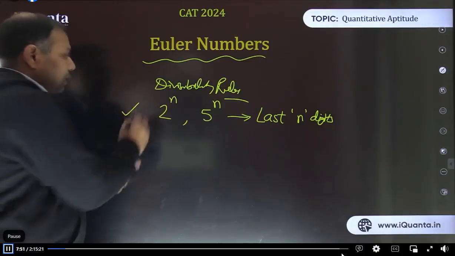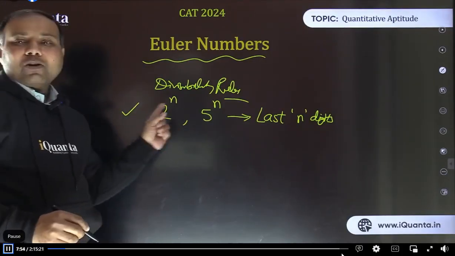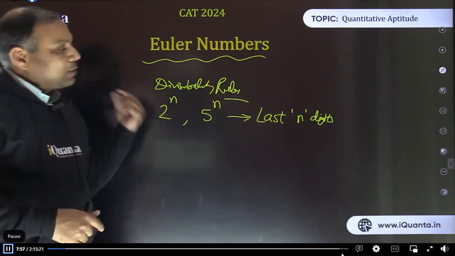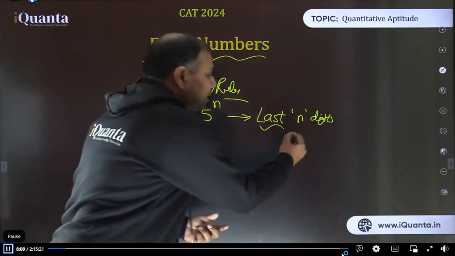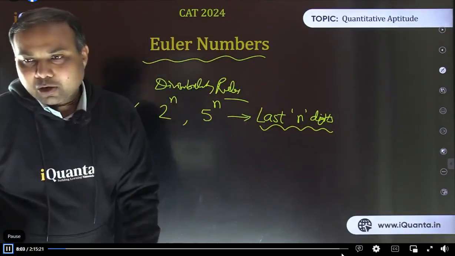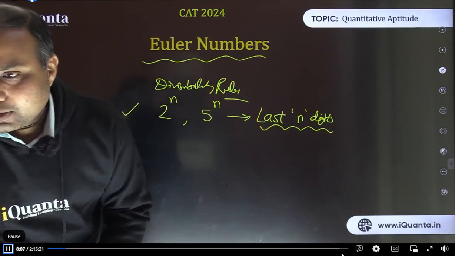So you all are clear about this, right? Whether a number is divisible by 2 power n or 5 power n or not, how do we solve it? We just need to see whether the number formed by the last n digits is divisible by that particular divisor or not, right?